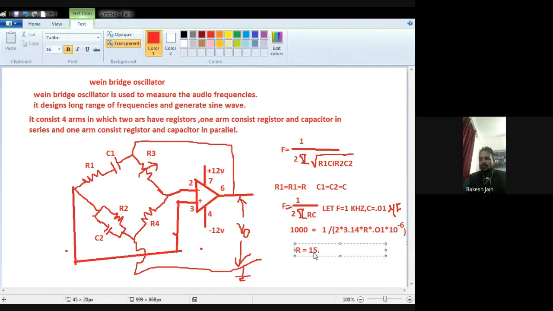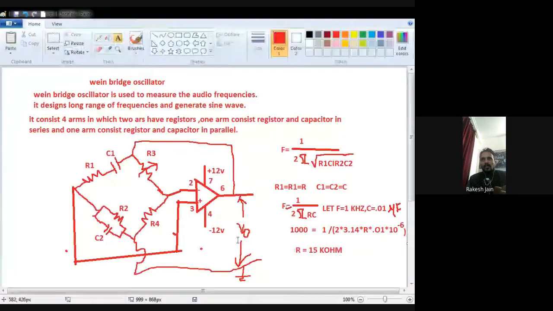We just choose, it is approximately 15 kilo ohm, so let it be 15 kilo ohm. Choose R as 15 kilo ohm.